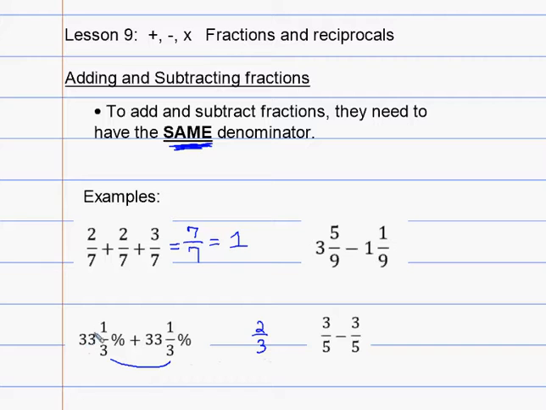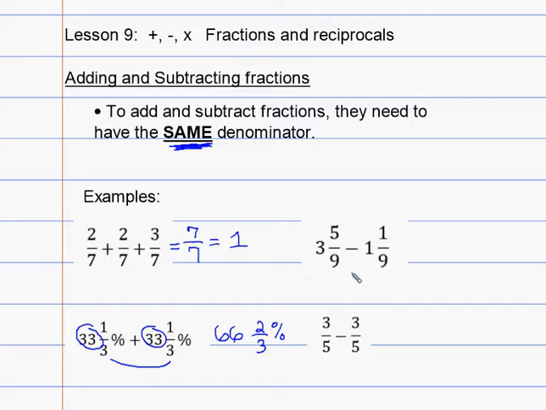Then you add the whole number parts. So 33 plus 33 is going to give you 66. And then remember that we need a label. Because these were percents, our answer should be percent.